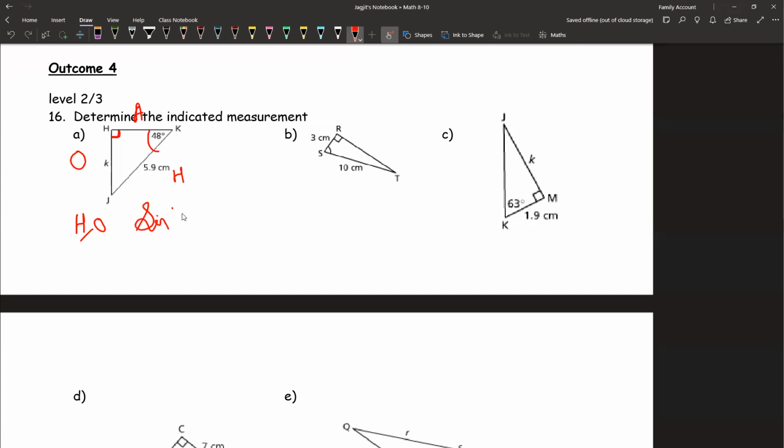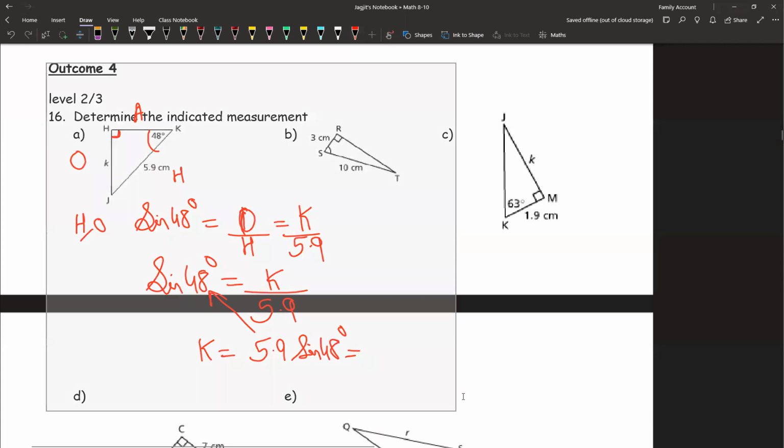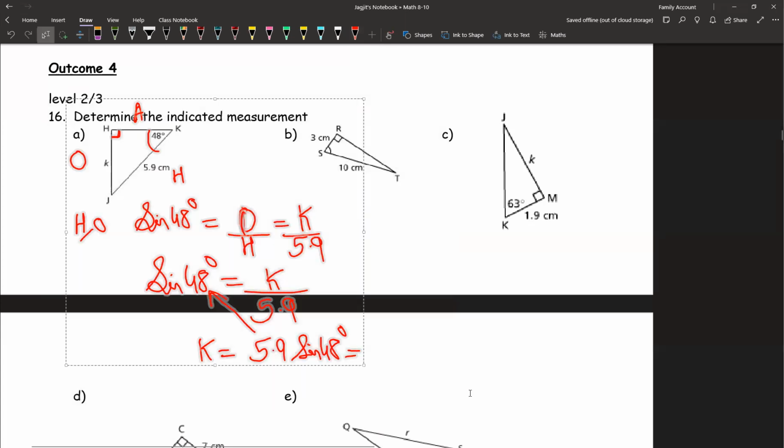So sine 48 will be equal to opposite, which is k, opposite over hypotenuse. And your opposite is k, and your hypotenuse is 5.9. Okay, guys? So sine 48 is equal to k divided by 5.9, and you cross multiply to solve for k. So your k will be 5.9 times sine 48. Okay, punch it in, and you should get your answer. I'll let you do the punching it in part at your end. Just make sure your calculator is in degree mode.